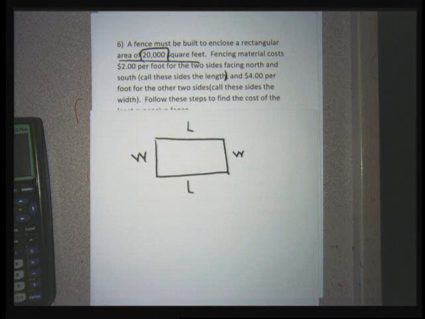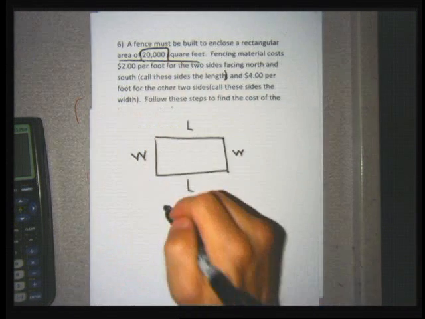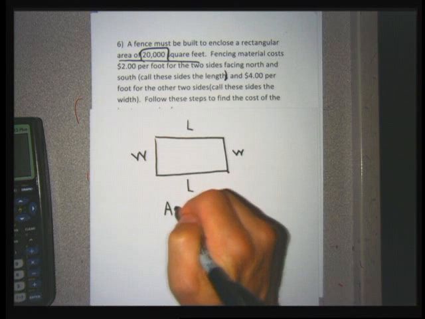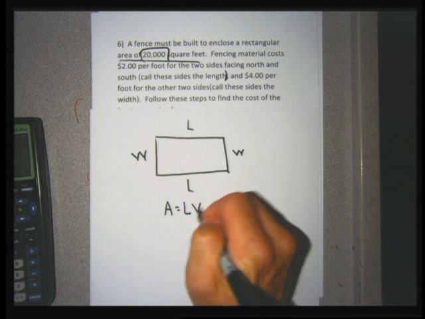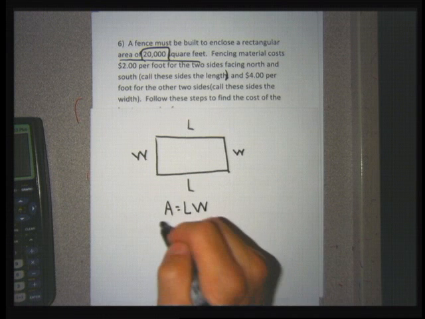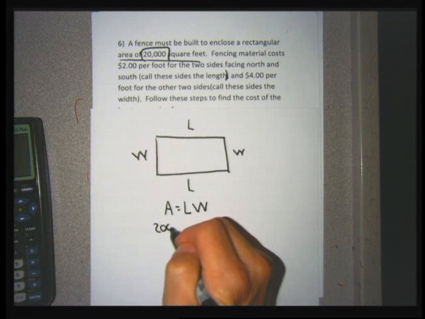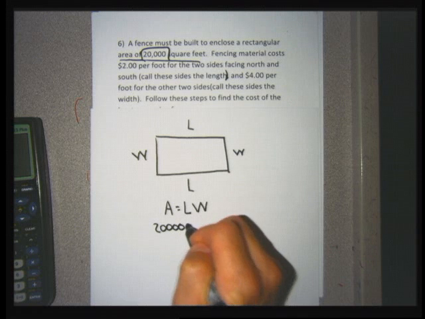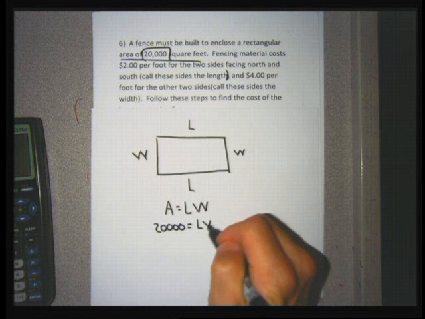Ultimately, for all these problems, I need 2 equations. A starter equation and then the equation to be optimized. The starter equation is going to use the amount of fence that we have. So in the first 2 problems, I knew the amount of fence I had, so I made a perimeter equation. This time, I know the area that I want to enclose, so I'm going to start off making an area equation. And so the area of the rectangle that I drew is length times width. And I'm going to change the area to 20,000. So the area formula for this is 20,000 equals length times width.